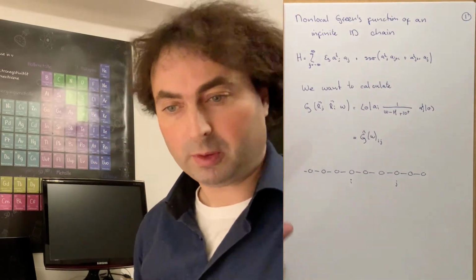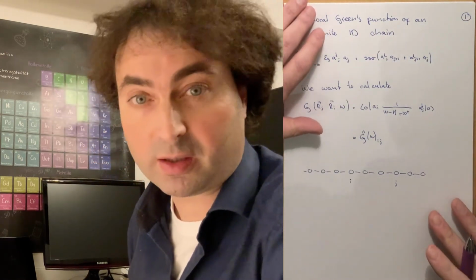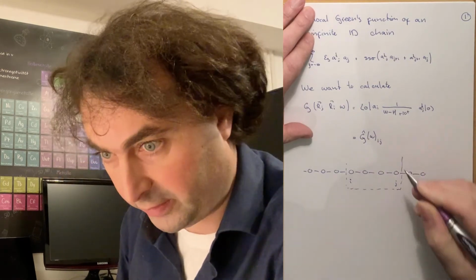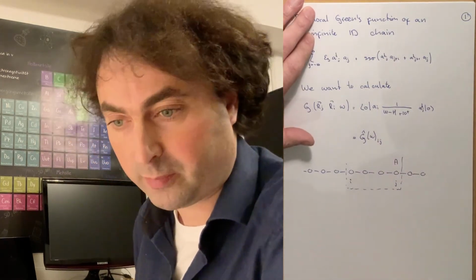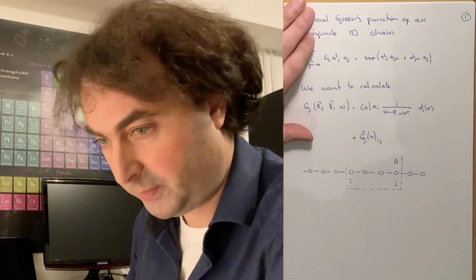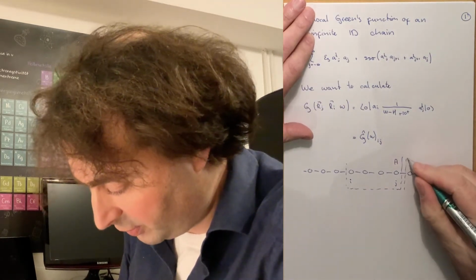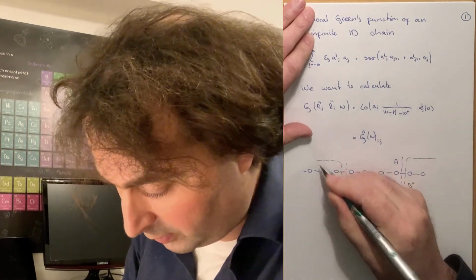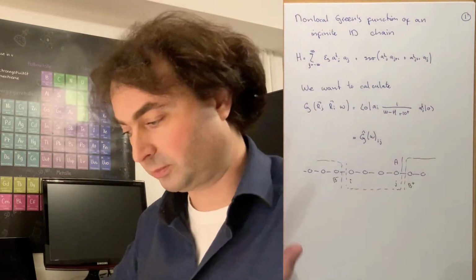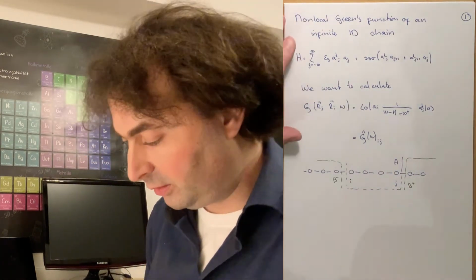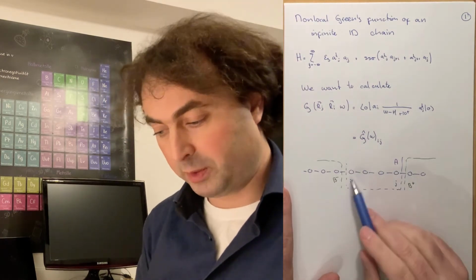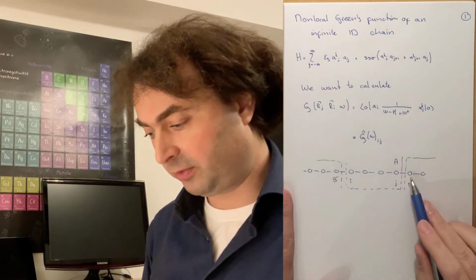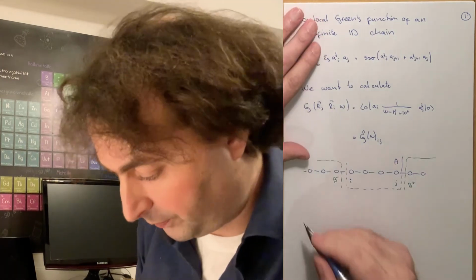In order to solve this problem, we will separate our Hilbert space into different parts. Part A represents a finite one-dimensional chain, starting at site i going to site j. And then we have a Hilbert space B, which consists of a part B plus and a part B minus. Now the only coupling that we have to B plus or B minus is the coupling via the interface to the first site.